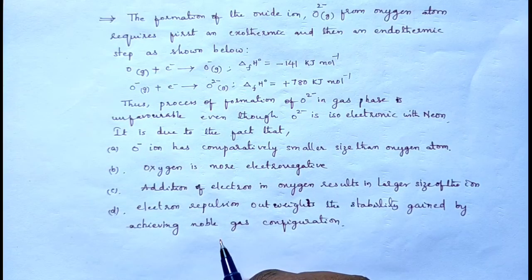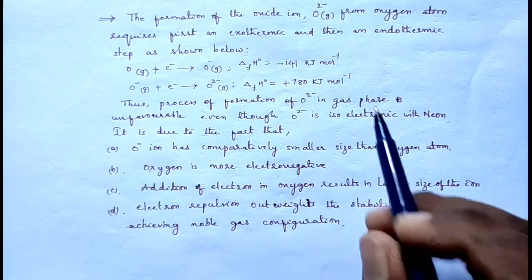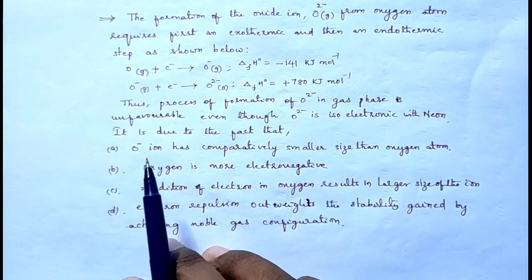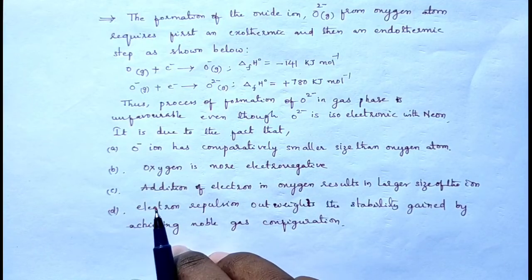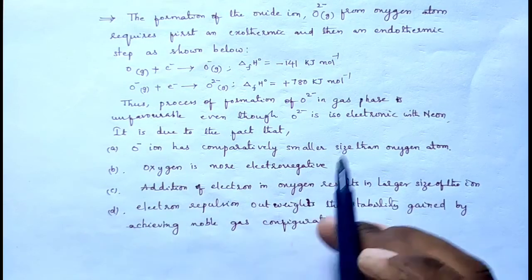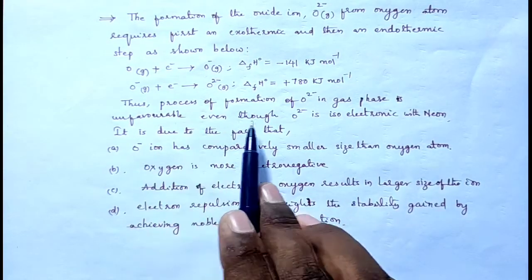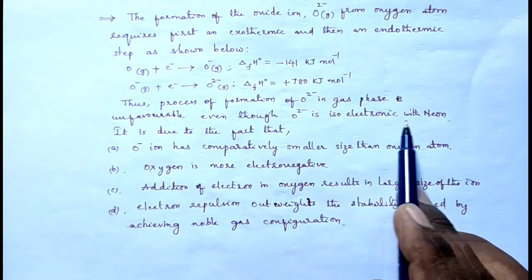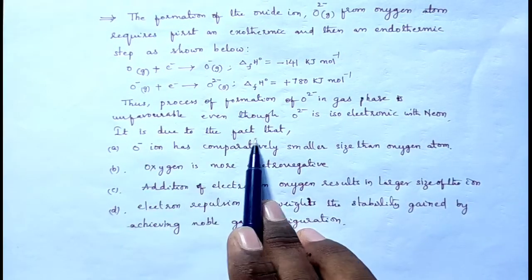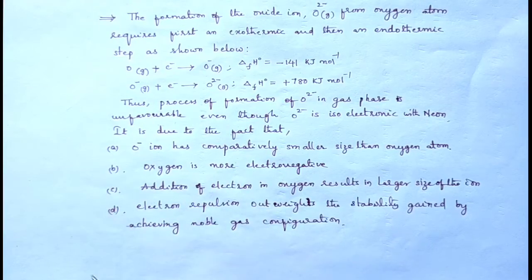In this video, we'll continue previous year problems from periodic classification. The question is: the formation of the oxide ion O2 minus from oxygen atom requires first an exothermic and then an endothermic step as shown below. So they have given two processes. Thus, the process of formation of O2 minus in gas phase is unfavorable even though O2 minus is isoelectronic with neon. It is due to the fact that, they have given four options.